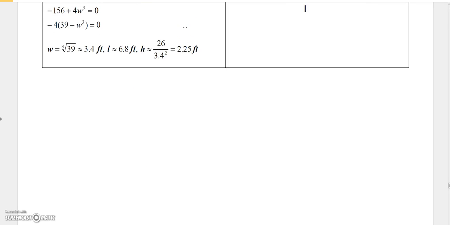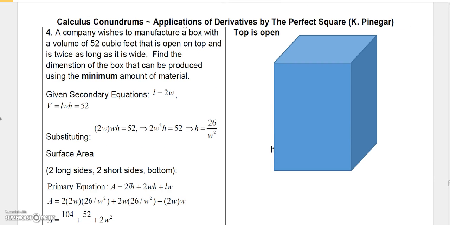Now here's another problem. The company wishes to manufacture a box with a volume of 52 cubic feet that's open on top and twice as long as it is wide. Find the dimensions of the box that can be produced using the minimum amount of material. So again, I want to minimize area. Let me just remind you that the box is open on top, so for this part right here, we don't need any piece.